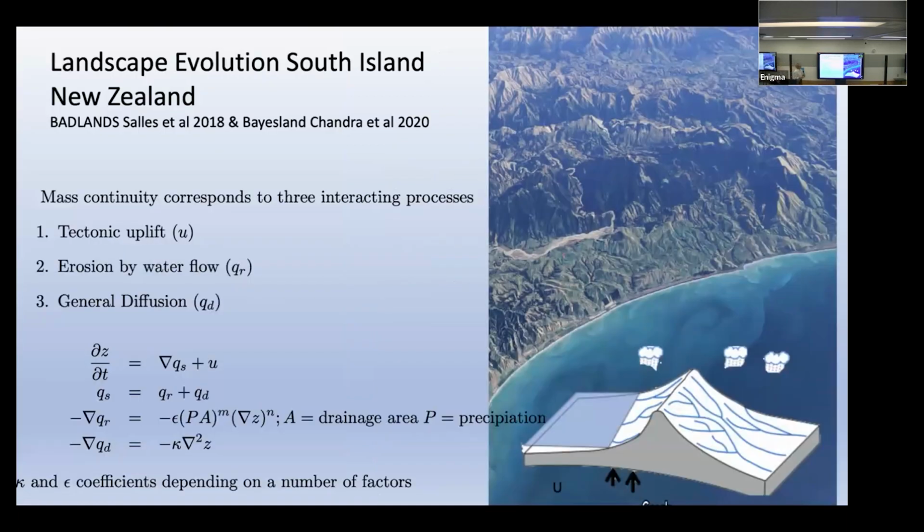Okay, so here's a place just on the tip of the North Island of New Zealand. It's quite mountainous, as you can see. The way landscapes evolve essentially has three processes. Things get lifted up by tectonic plate movement, and they come down one of two ways. They either come down as part of a river system, so that's the erosion by water flow, or in general, they just drop anyway. So it's a general diffusion equation.